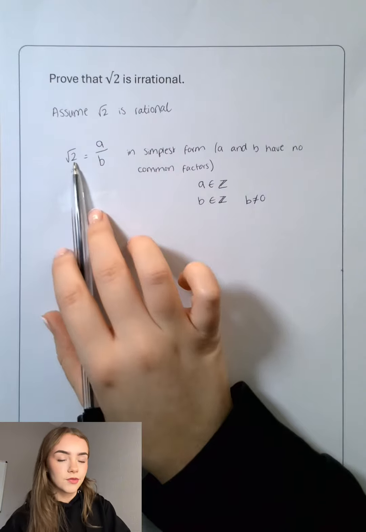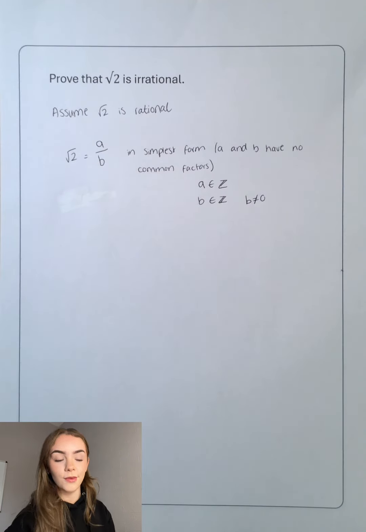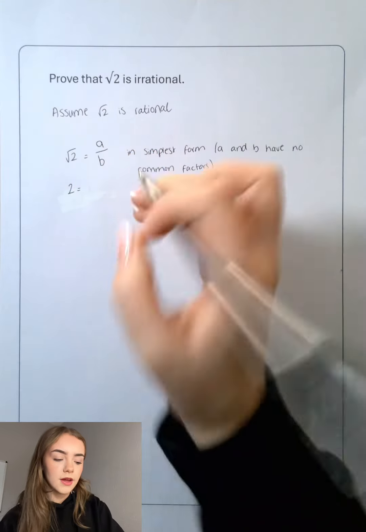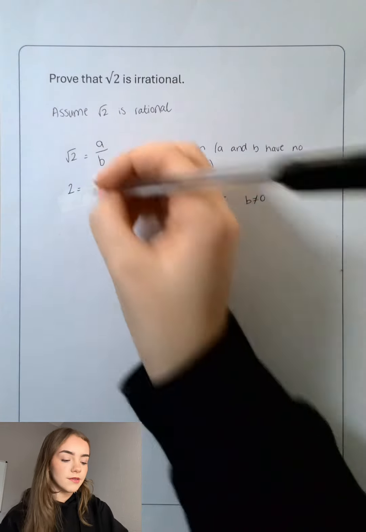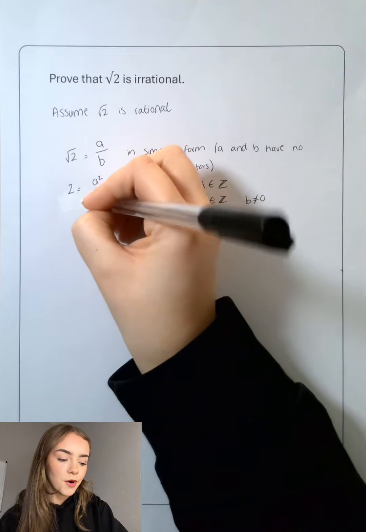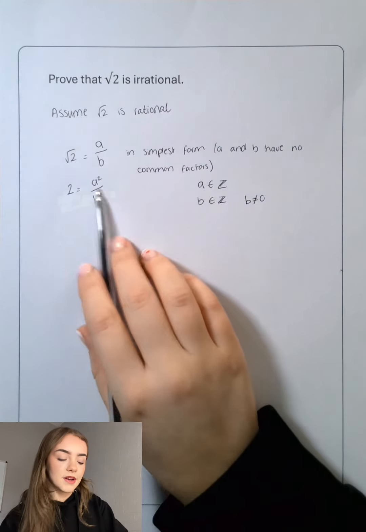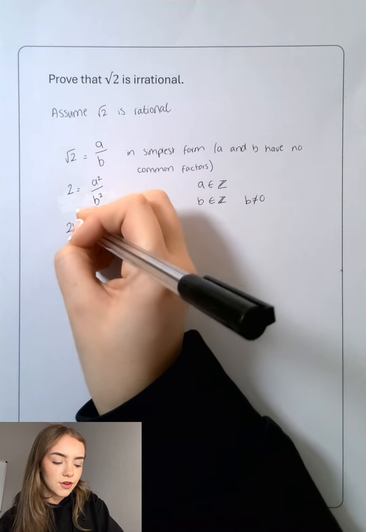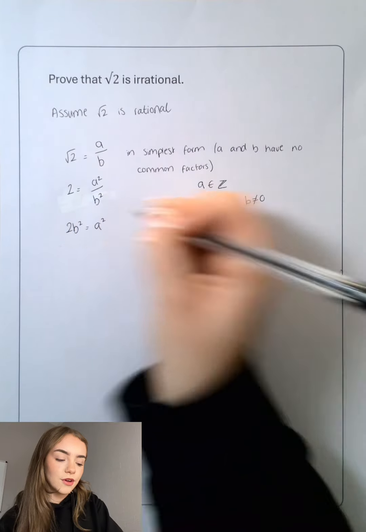To get rid of this root, the opposite of a square root is to square, so let's square both sides. Root 2 squared will just be 2, and a over b, all squared, will be a squared over b squared. Now to get rid of our denominator, we can multiply both sides by b squared, which gives us 2 times b squared is equal to a squared.